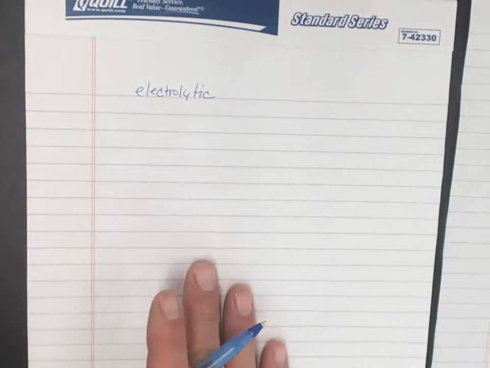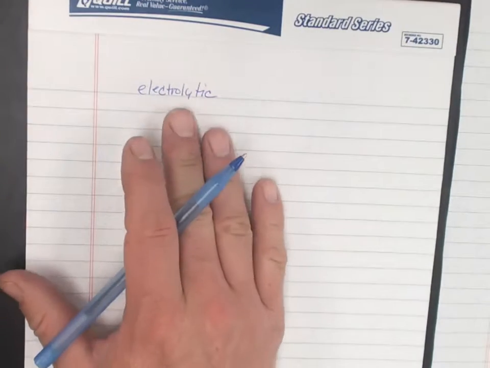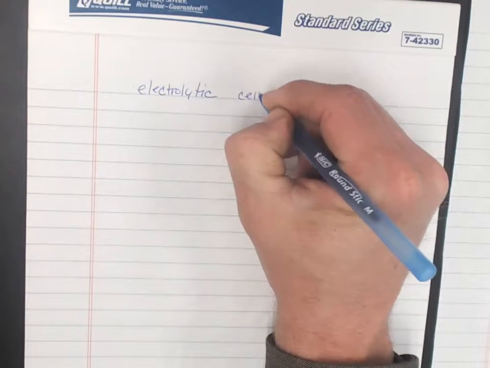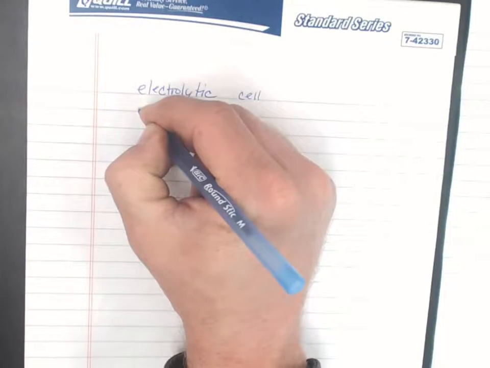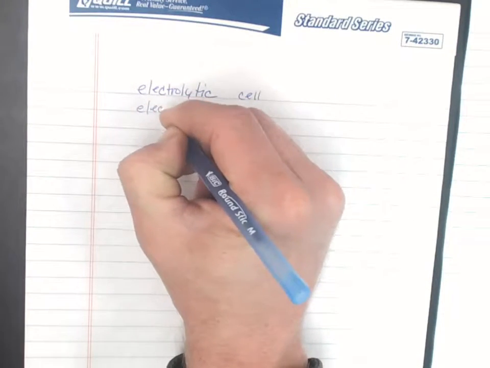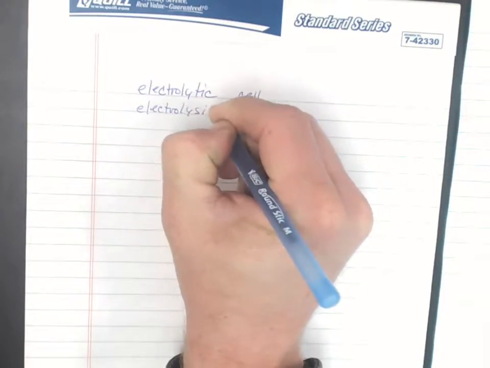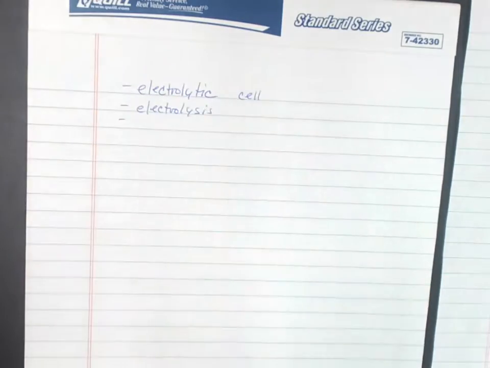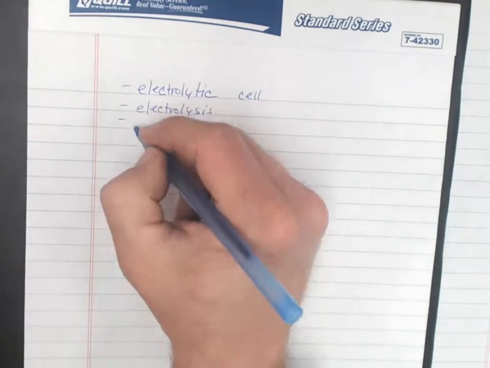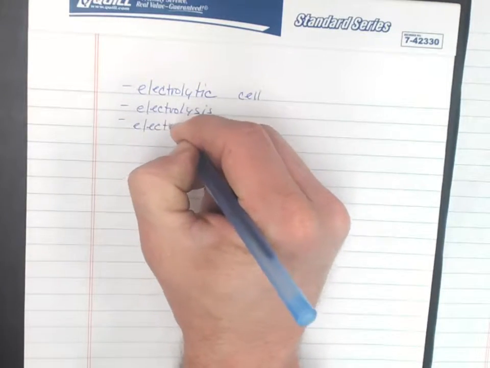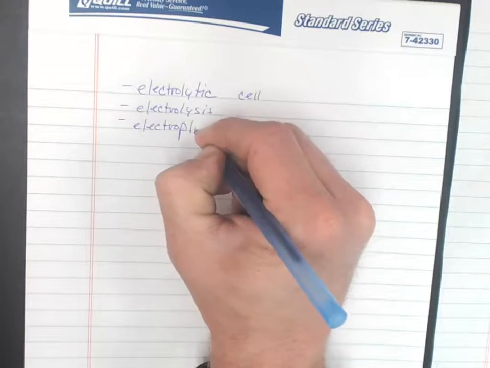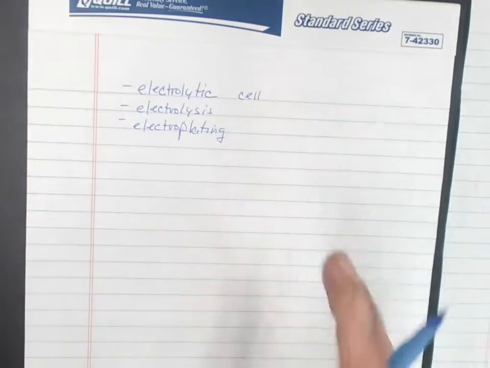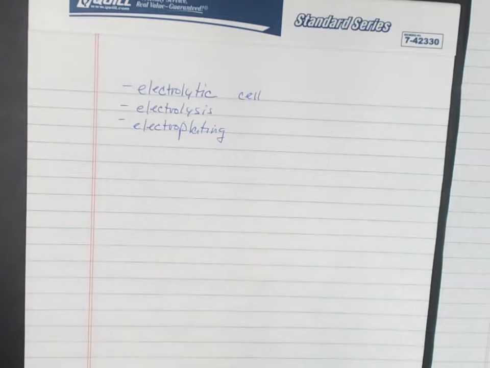So we're going to talk today about the other type of electrochemical cell called an electrolytic cell. Sometimes this is also called electrolysis, specifically when we're working with water. And the other way that we talk about electrolytic cells is when we talk about the process of electroplating. So all of these terms basically involve an electrolytic cell, okay? So we're going to talk a little bit about these.